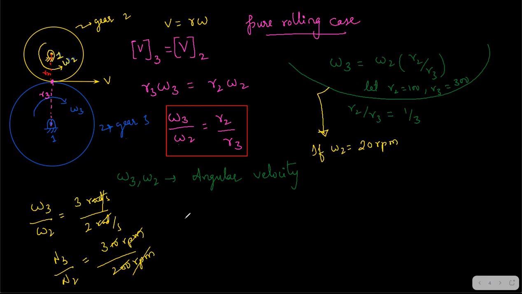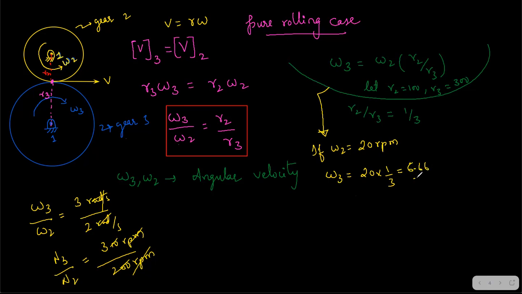So I can write it in terms of n2 or omega 2, they are the same. So I can write omega 2 as 20 rpm and find omega 3. What will I get? Omega 3 will be 20 multiplied by 1 by 3. Just put in the values and we'll come to know. So it is 6.66, right?